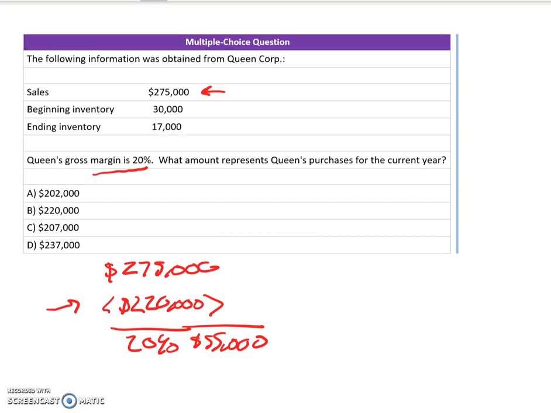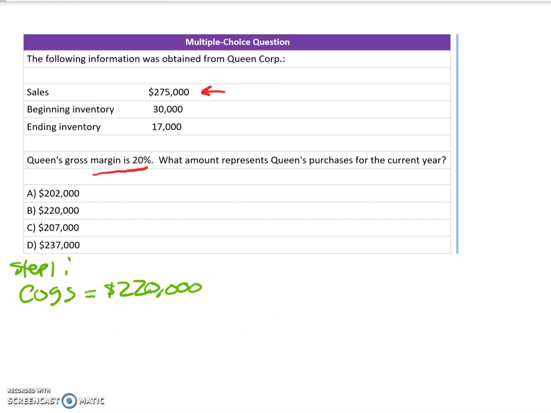Another way to think about this, 100% of sales less the percentage of our cost of goods sold is going to equal our percentage of gross profit. 100% less 20%, 80% of cost of goods sold. That's another way to think about it, 80% of the 275,000. Long story short, cost of goods sold is going to equal 220,000. We can now use this to calculate our purchases.